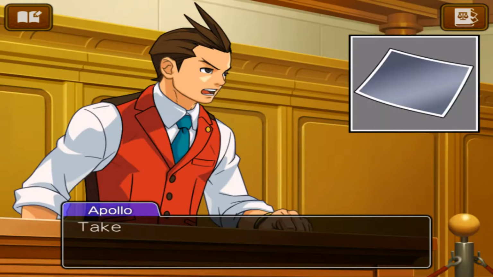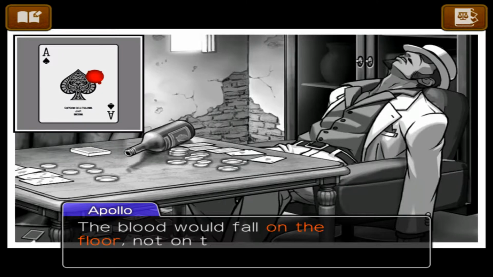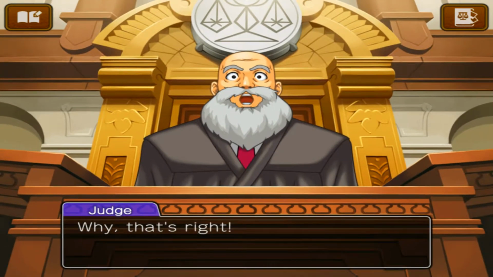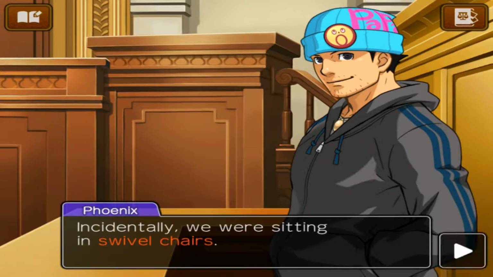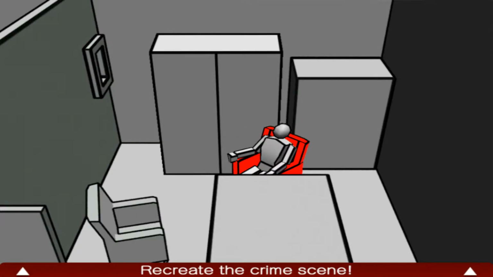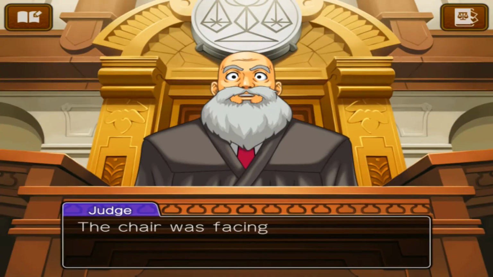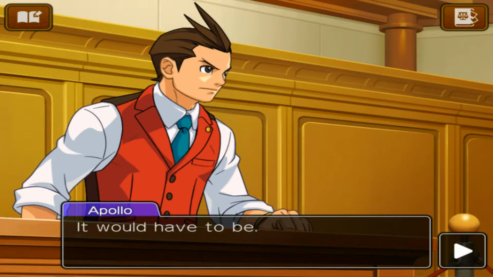Ah. Take a look at the photo again. If he bled in this position, the blood would fall on the floor, not on the cards. Why, that's right. So, what does this mean? Incidentally, we were sitting in swivel chairs. Swivel chairs? Oh man. Apollo, try turning the chair around. What the fuck? That's cool. The chair was facing the other way? It would have been. Oh, it would have to be.